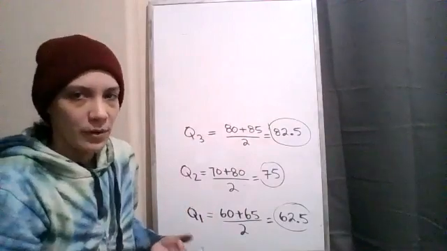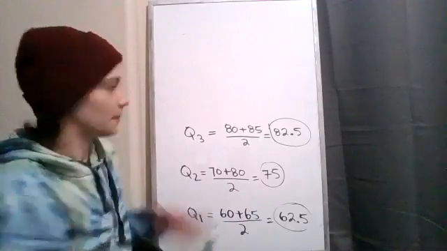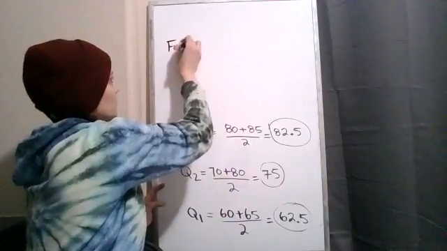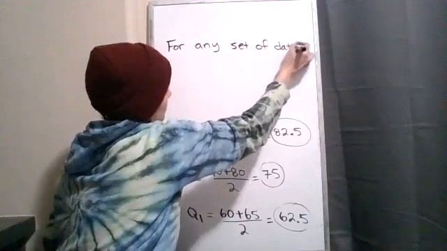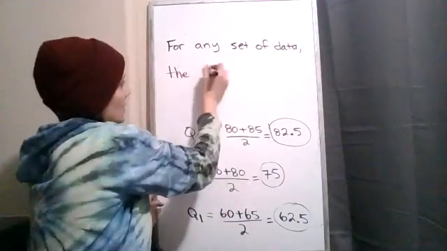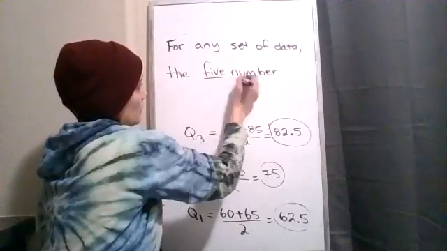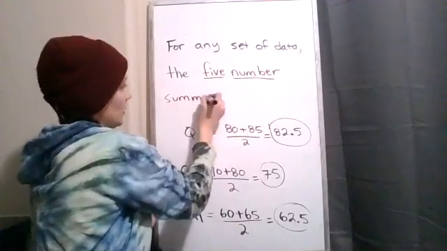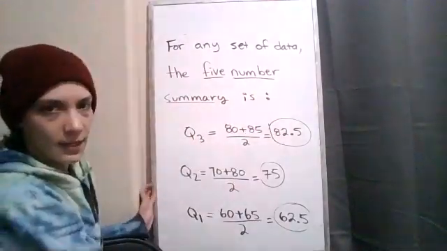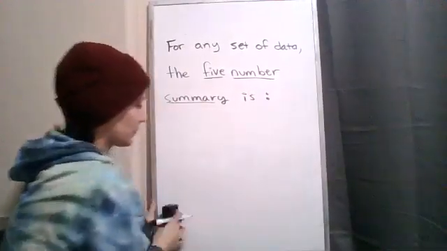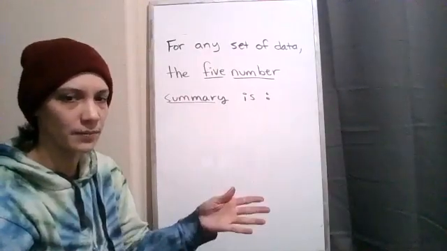Okay, so what I want to talk about before we leave for the day is a 5-number summary. So for any set of data, the 5-number summary is a list of 5 important numbers: the max, the min, Q1, Q2, Q3.